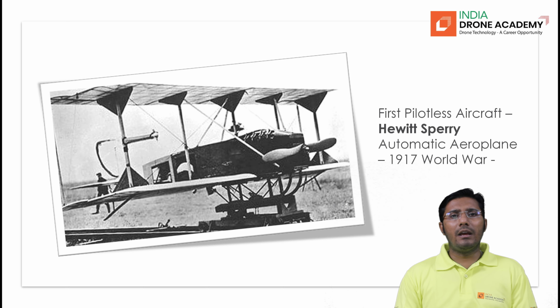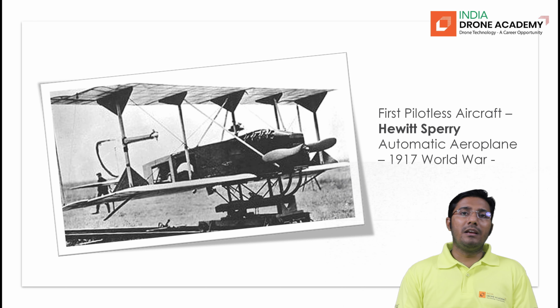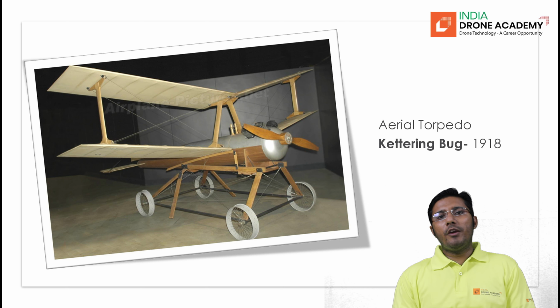In the same year, in November 1917, this automatic airplane was flown for the representatives of the US Army, and this led the Army to commission a new project, to build an aerial torpedo. This later resulted in the development of a drone called the Kettering Bug. The first flight of the Kettering Bug took place in the year 1918. In the year 1982, UAV bombers came into existence.